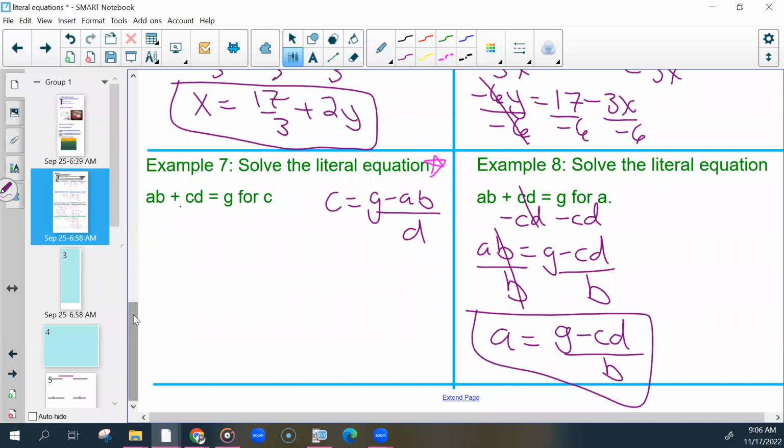So if we're trying to get C by itself, we would get rid of the other term that has nothing to do with C. And then move it to the other side, but not actually combine them because they're not like terms. And divide both sides by D.